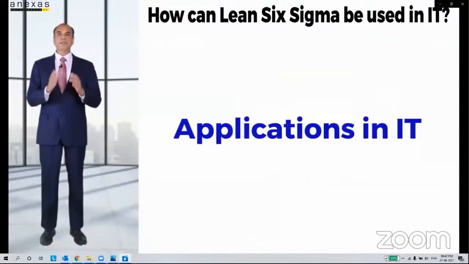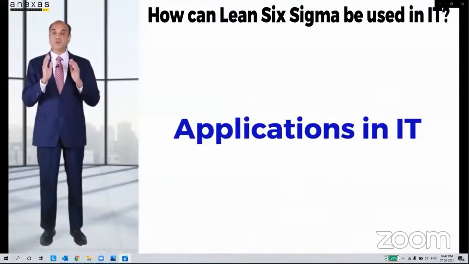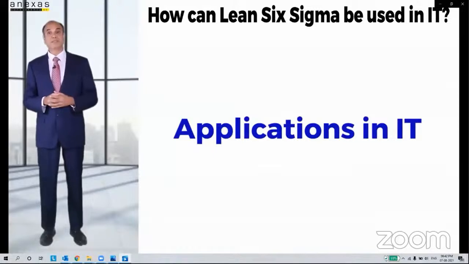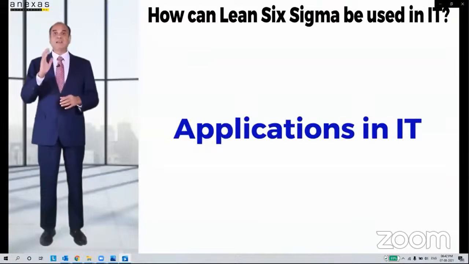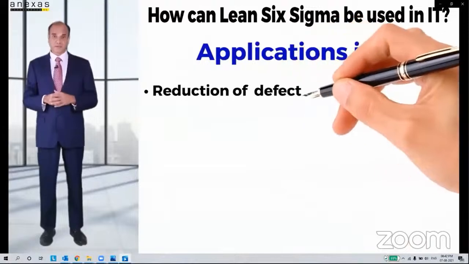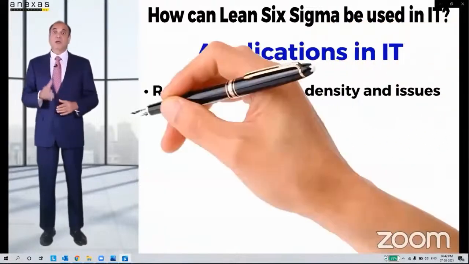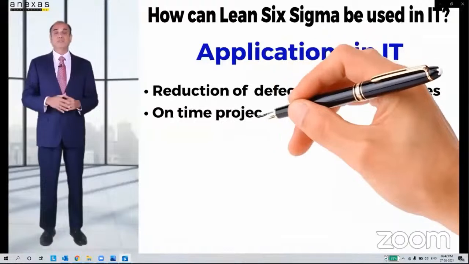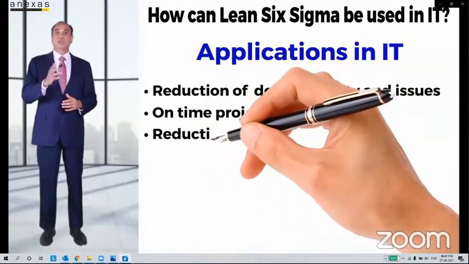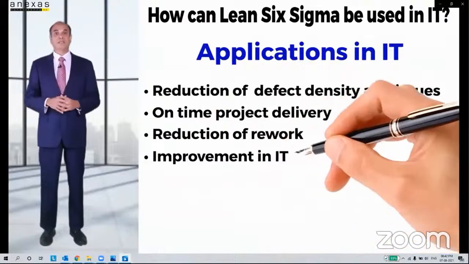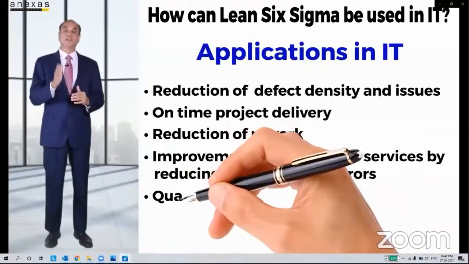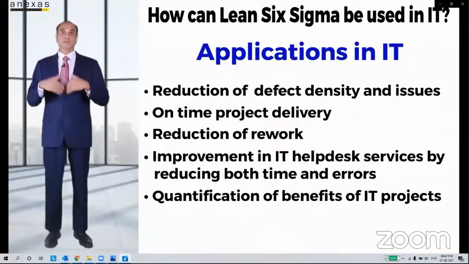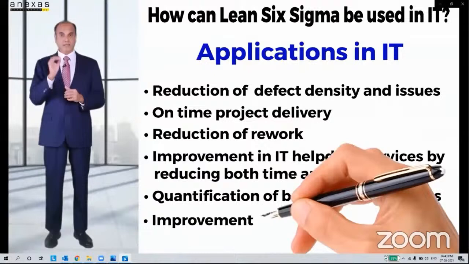When applied to IT operations, Lean Six Sigma aims to measure and improve both internal processes such as network speed and reliability and external processes like server response time, etc. Other projects which I have executed in IT industries are reduction of defect density and reduction of issues, on-time project delivery, reduction of rework, improvement of IT help desk services by reducing both time and errors. Lean Six Sigma also helps you to quantify the benefits of IT projects which are implemented within the organization. The Lean Six Sigma tools also help you to improve IT support services.